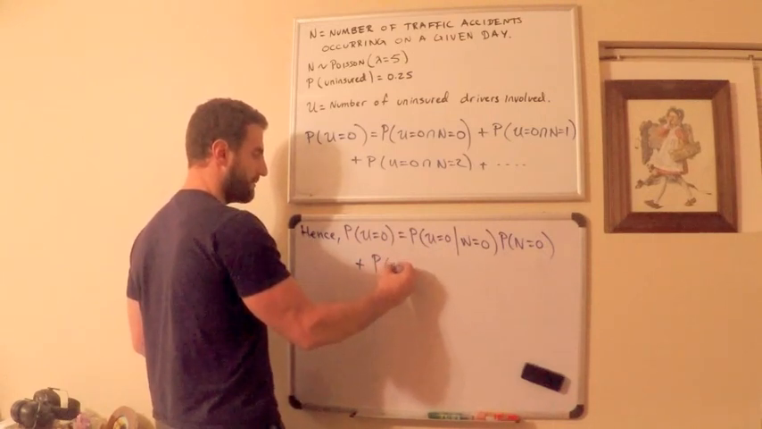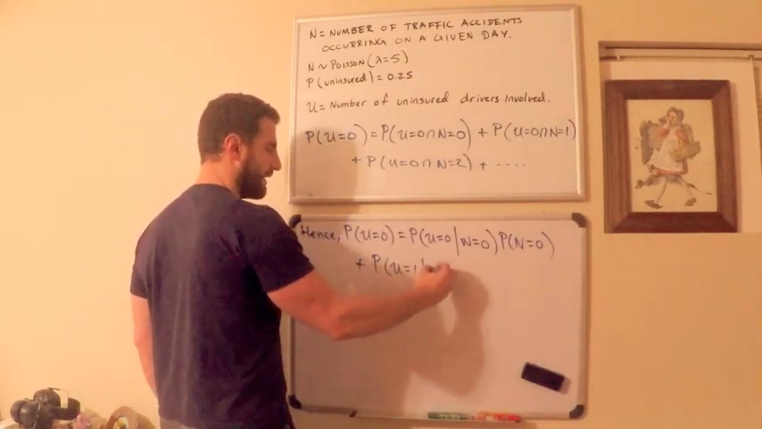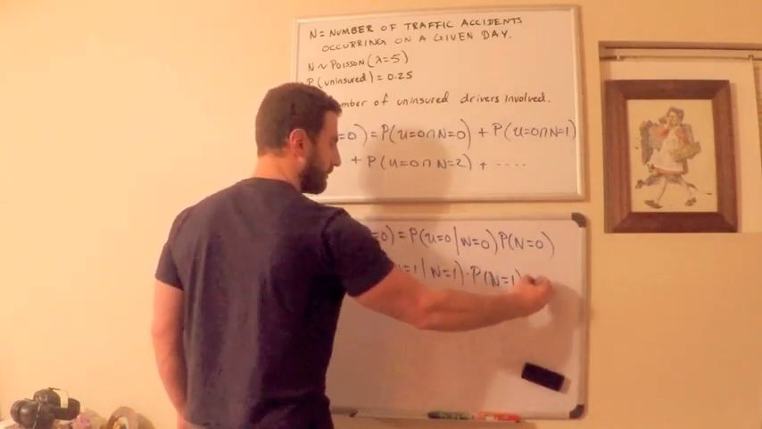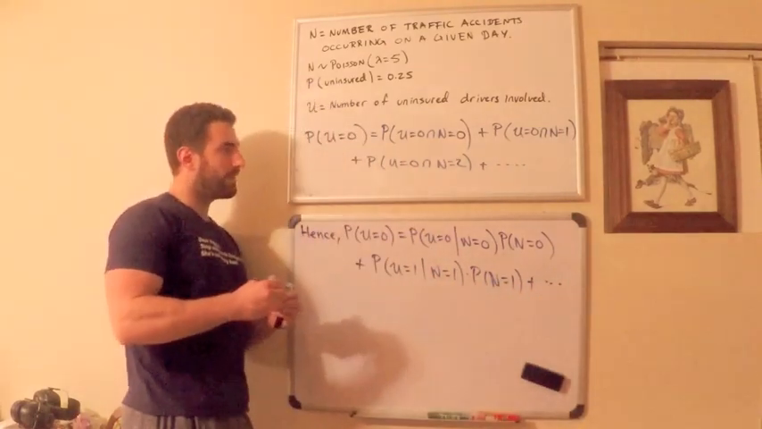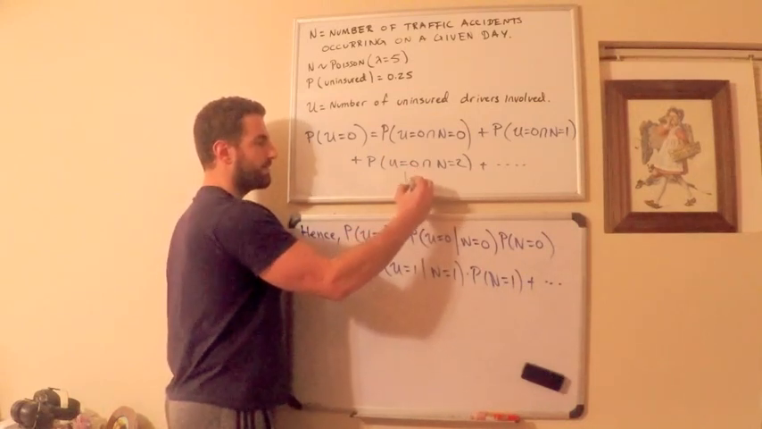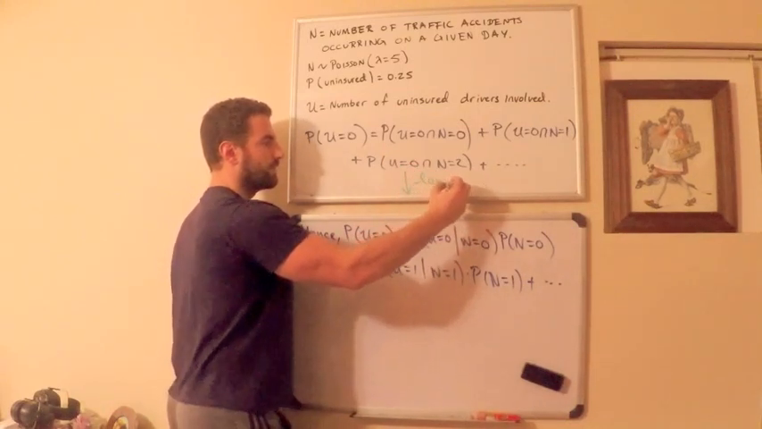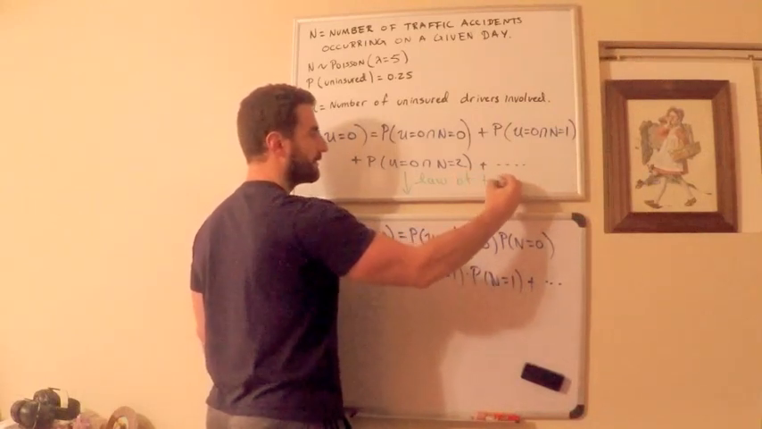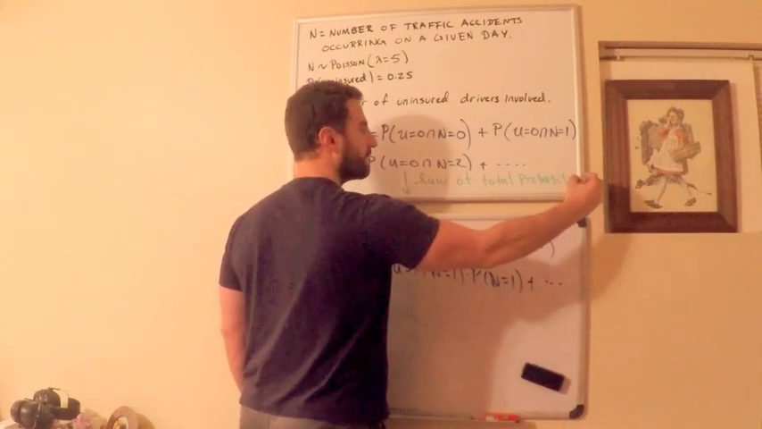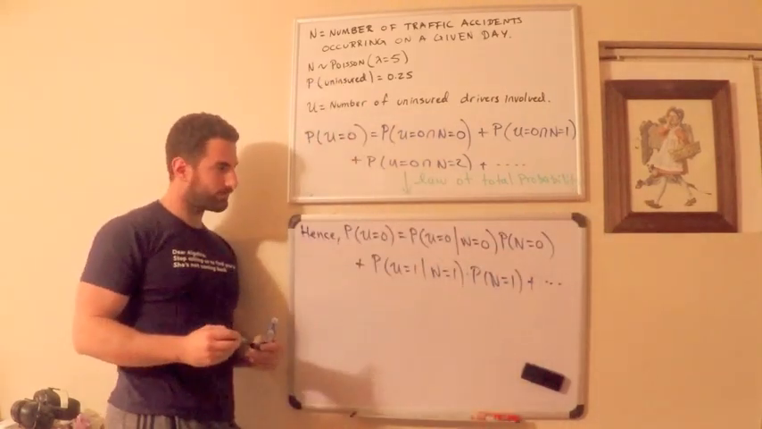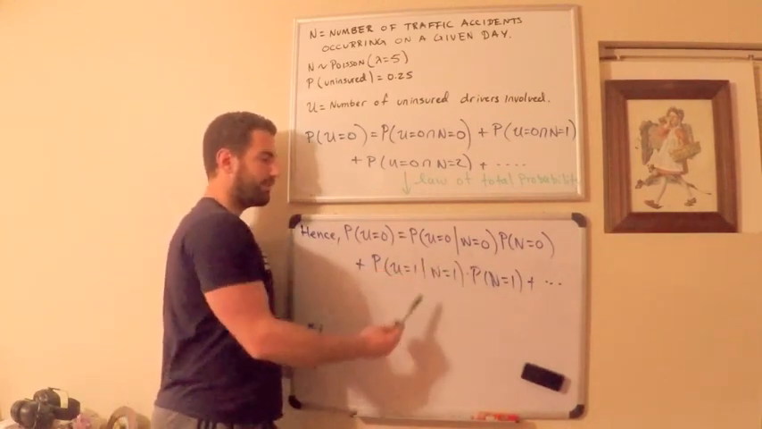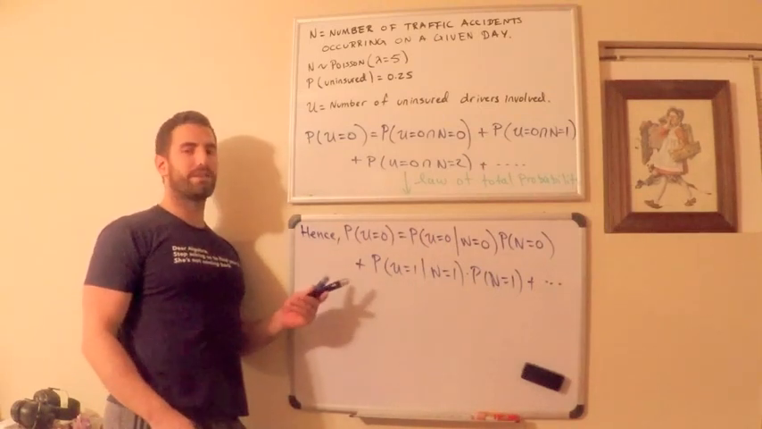Plus the probability that the number of uninsured drivers is 1, given that N equals 1, times the probability that N is 1, and keep going. Here I'm using the law of total probability. Always ask yourself why you would do this: because these conditional probabilities are actually easier to compute.